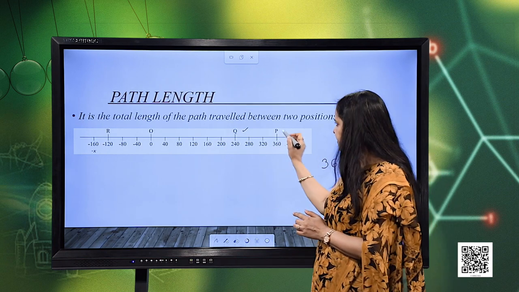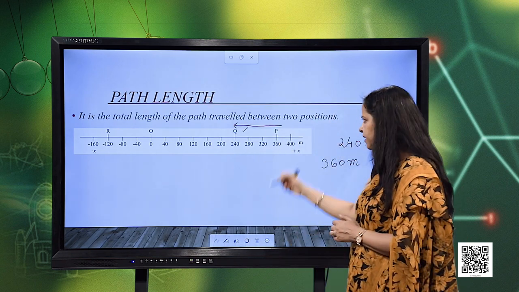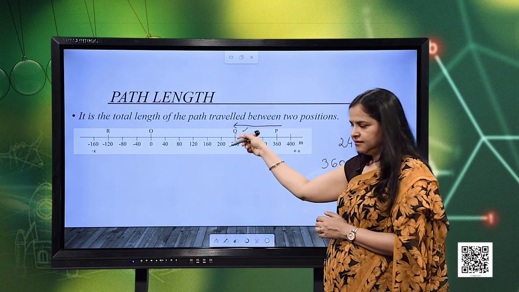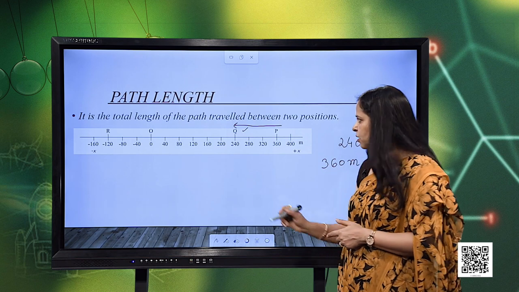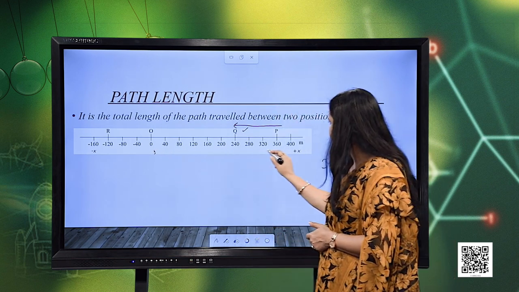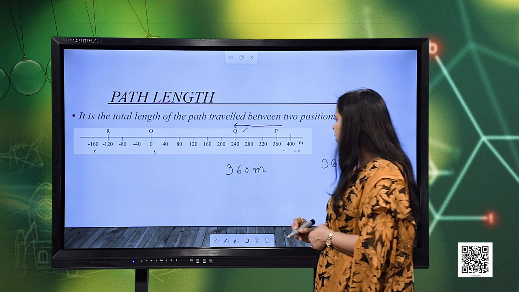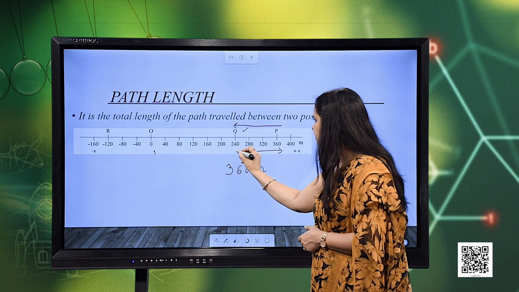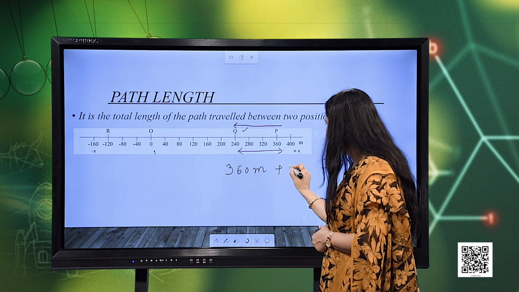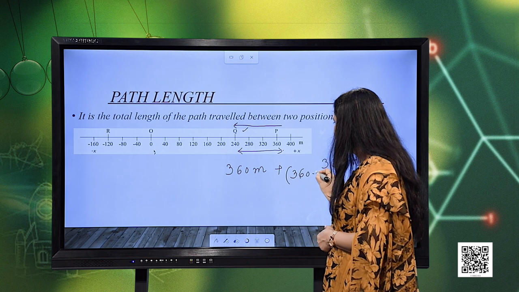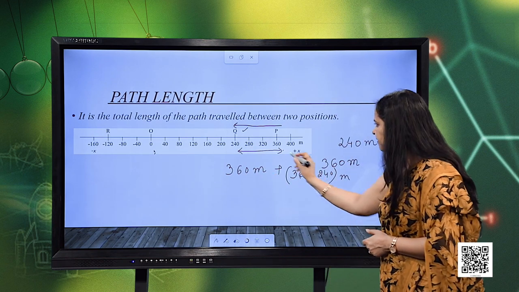Now again, after reaching this point P, the person or that object moves in the backward direction. It takes a turn and then reaches point Q. Now, what is the total distance traveled? For this, what we'll do? We will first of all see from the origin, it traveled a distance of 360 meters. So 360 meters, and then what else? It travels this much more distance. So we need to add this distance also. And what will be this distance? This distance will be 360 minus 240. So we need to add this distance in the 360 meters as well.